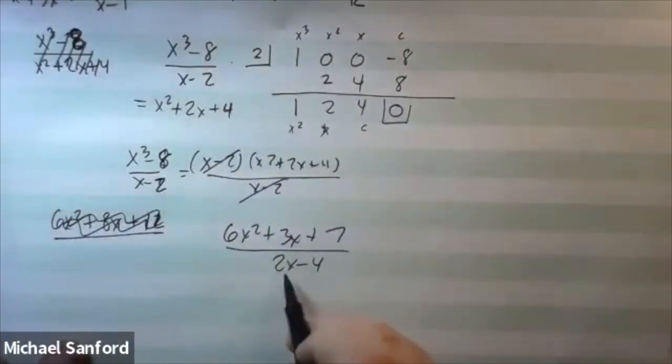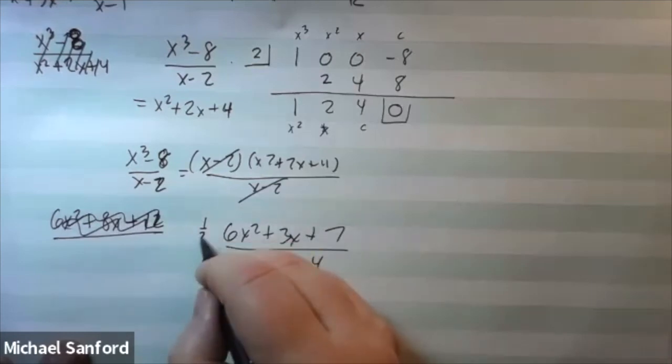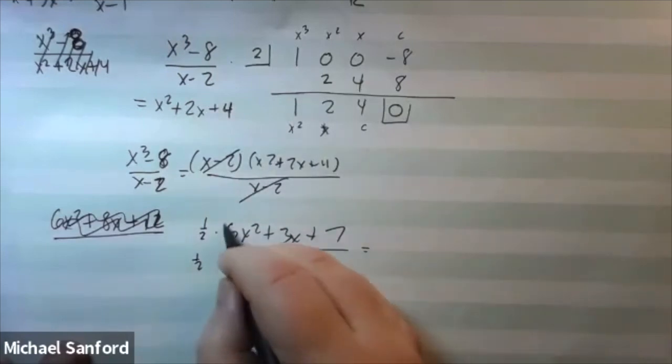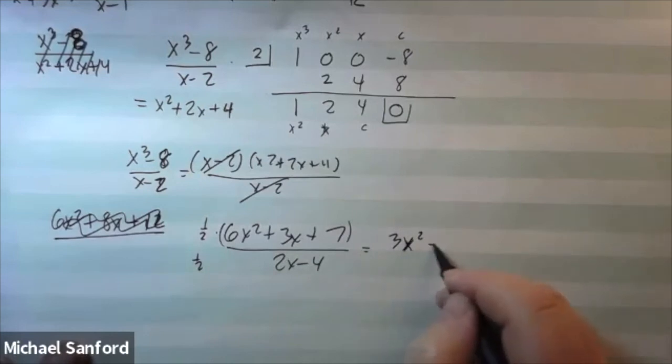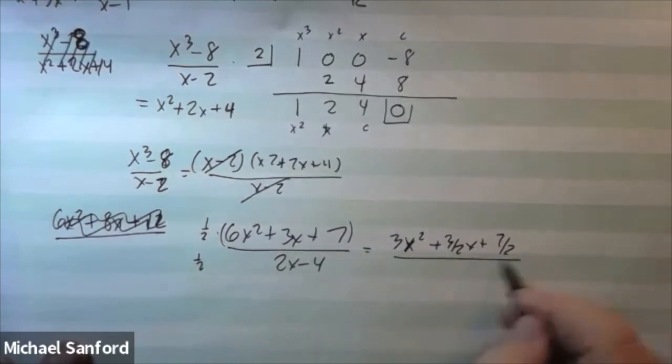All right. Now, the one thing I said is this always has to be a 1. Well, when it's a constant, I can fix everything. So if I multiply top and bottom first by a half, this would give me 3x squared plus 3 halves x plus 7 halves all over x minus 2, like that.